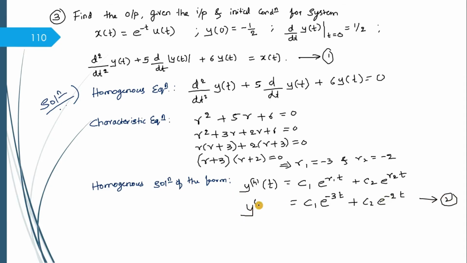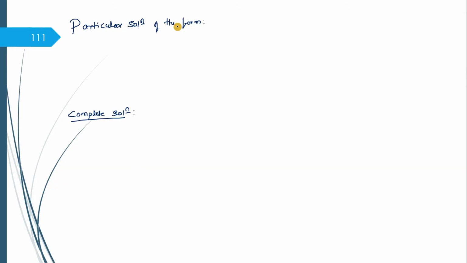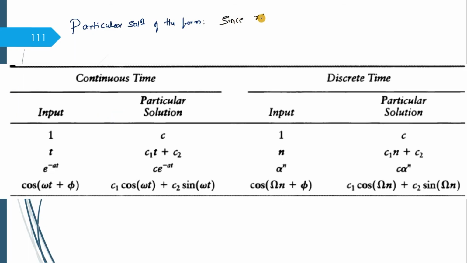Right now the initial conditions are given, but you are not supposed to put them here. So the homogeneous solution is formed. Now the next thing is you need to find the particular solution. Since your input is given as e raised to minus t into u of t, the particular solution form is yp of t equals cp, I write the constant as cp, e raised to minus t. This is the form of the particular solution.